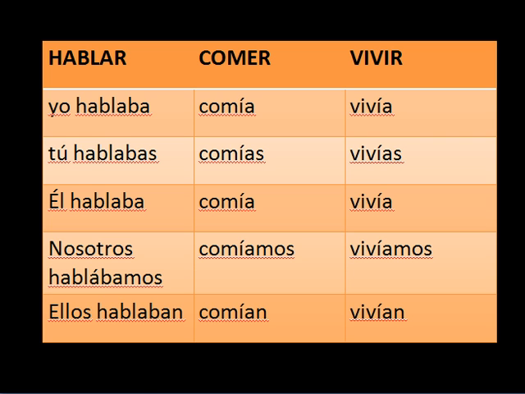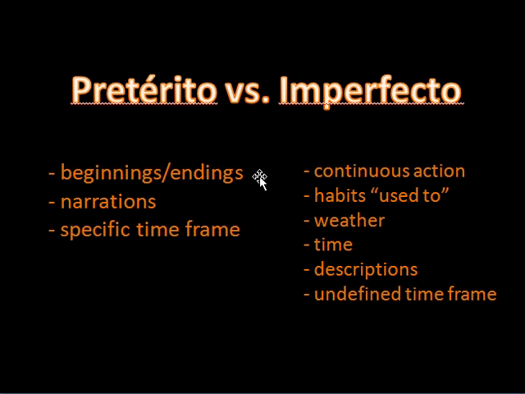Now the main question is, when do you use which? Pretérito versus imperfecto. Now there's no set way on how to memorize it, but you have to keep on practicing. And there are some trigger words though. So for example, all the beginnings and endings like empezar and terminar will always use pretérito. Narrations like finished actions, like when you're telling a story, you will use pretérito. When you have a specific time frame, like it tells you when it occurs, then you will use pretérito.